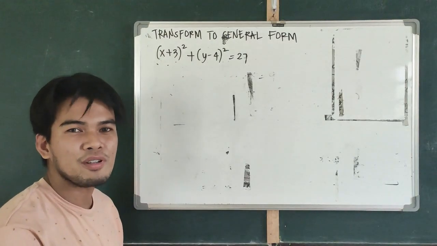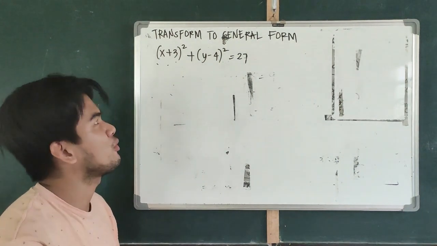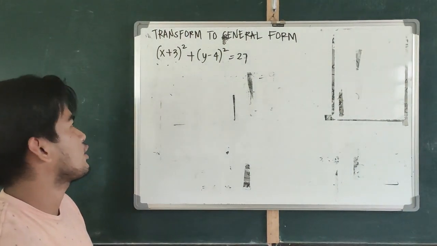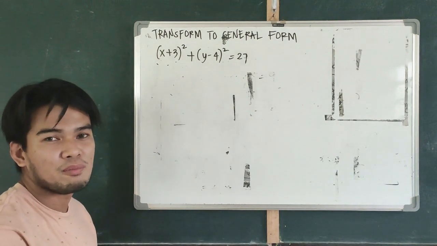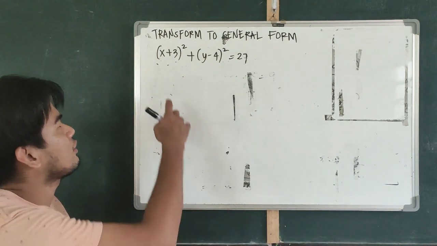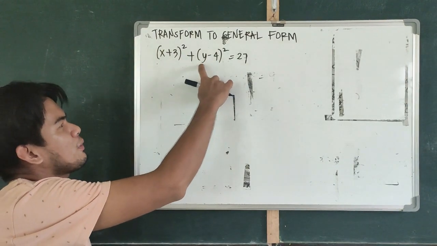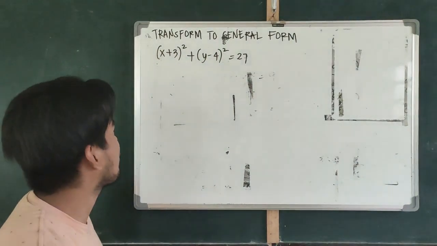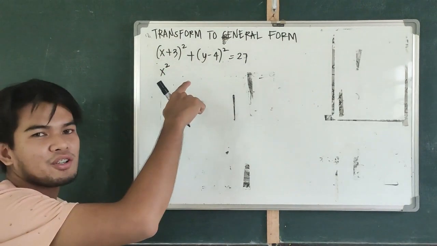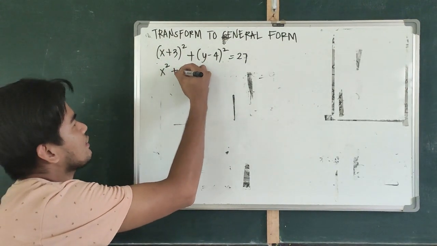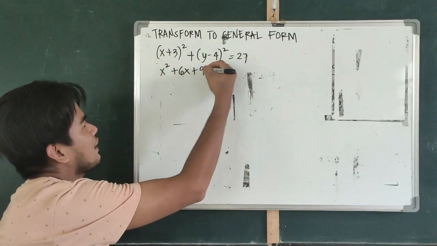This is the second example in how to transform a standard equation to its general form. Okay, so (x plus 3) squared plus (y minus 4) squared is equal to 27. Again, we expand the binomials, the terms being squared. So, itong part na to, and itong part na to, i-expand natin siya. Okay, so x squared, and then twice the product of x and 3 is 6x. And then we square the last term. So 3 times 3 is 9.